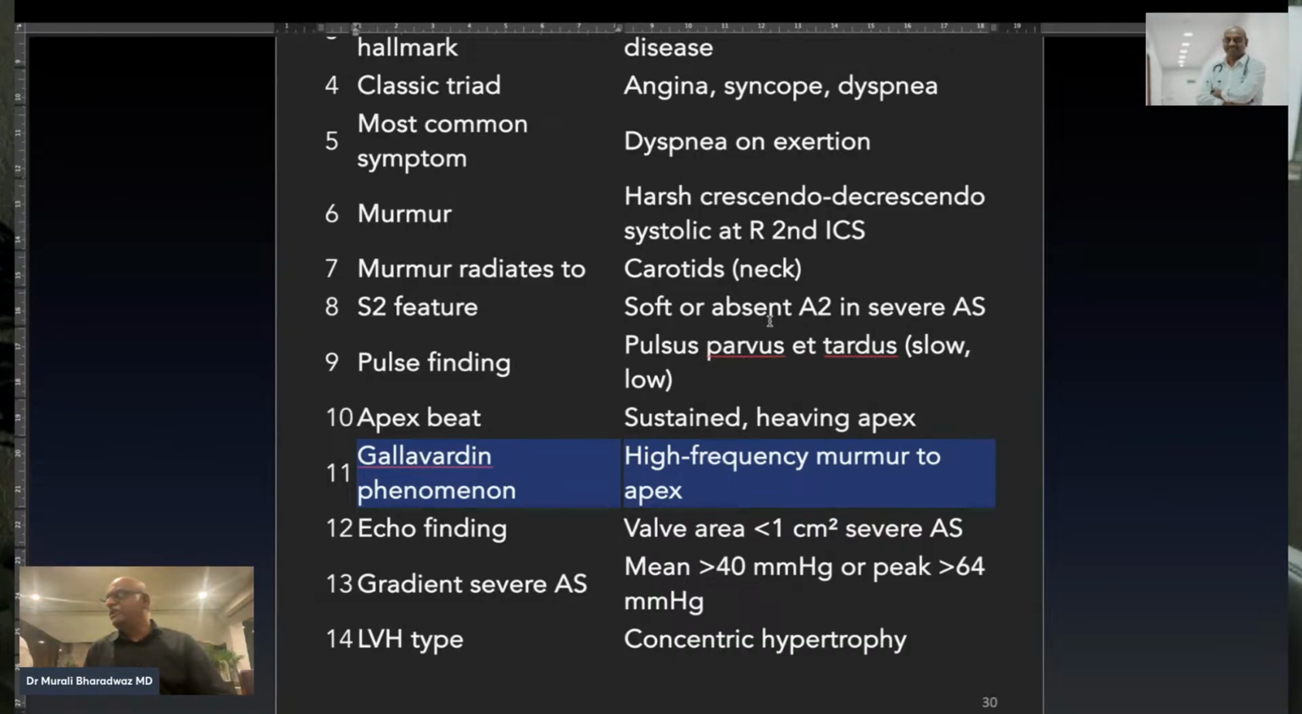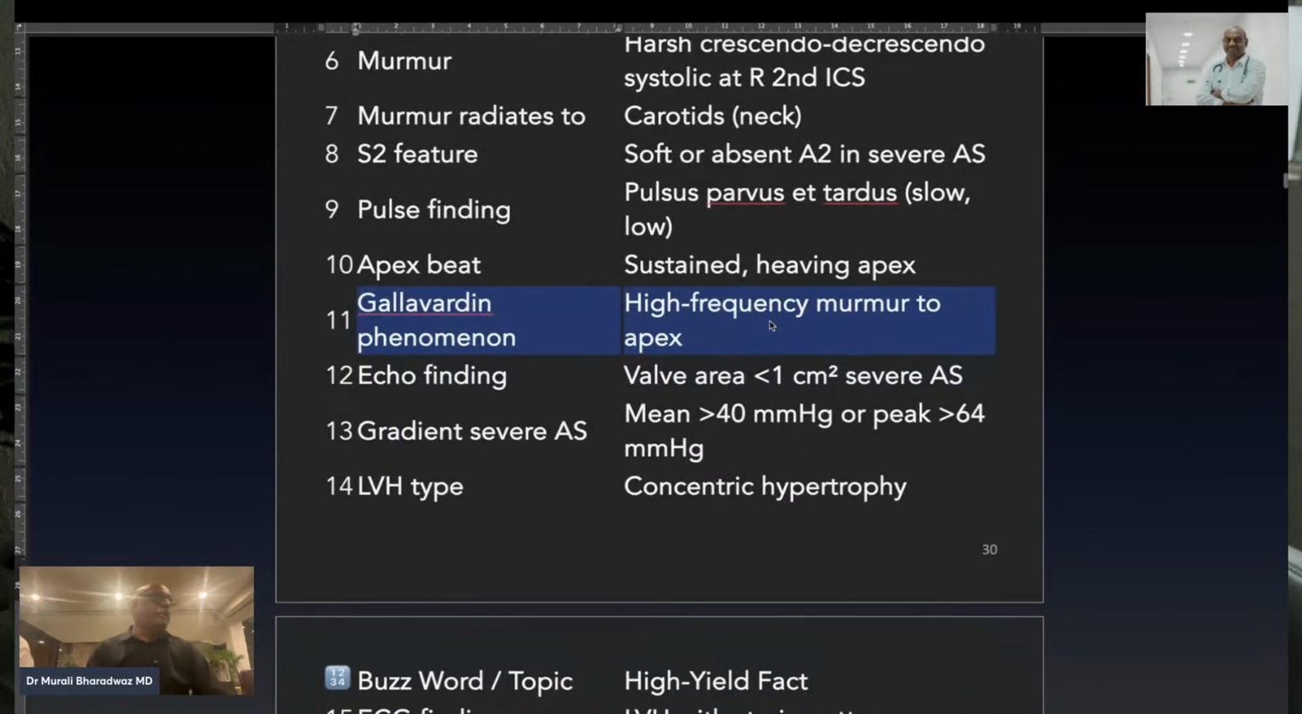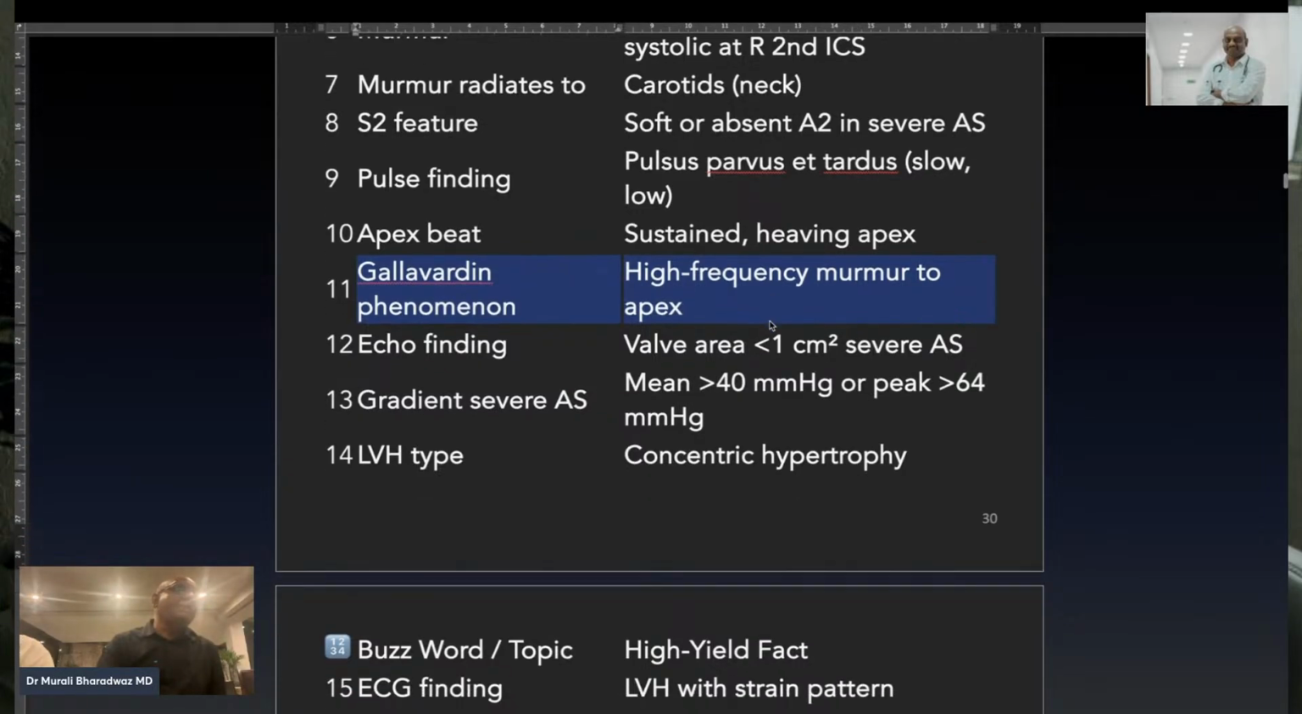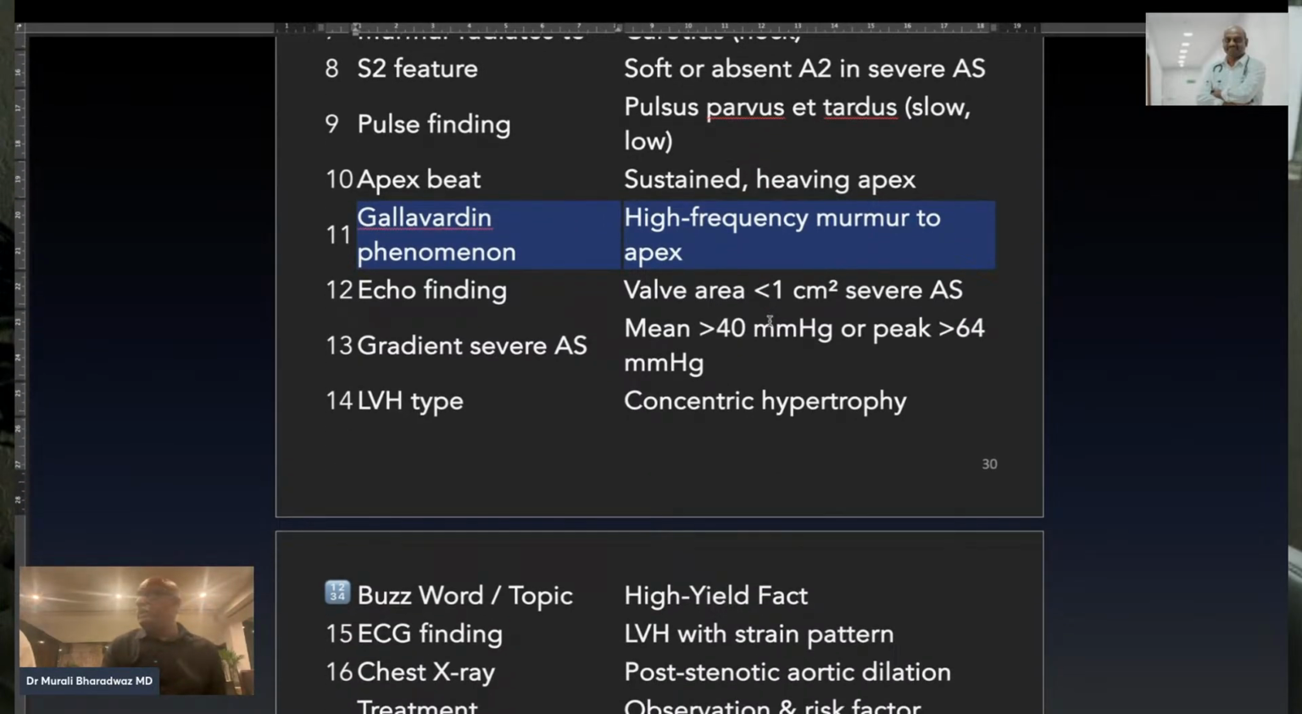Gallagher phenomenon. Normally, it should go to galla. Aortic stenosis radiates into carotid. Now, echo. You call it severe AS the moment the valve area is less than 1 centimeter square, just like common questions. And what is the pressure gradient?